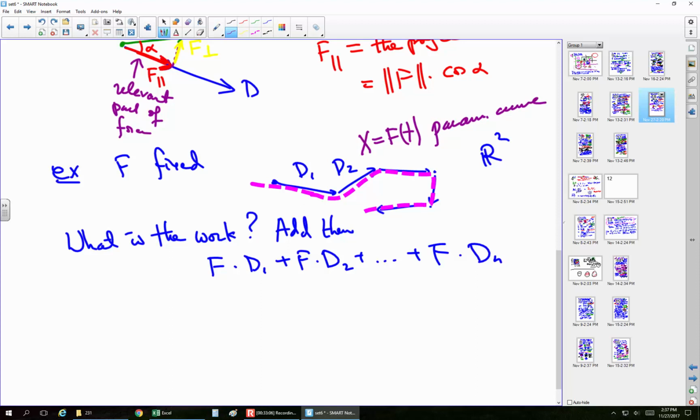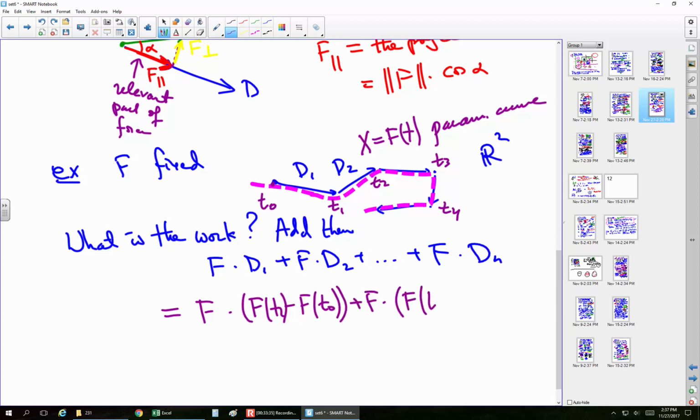Okay, and then suppose I am at this location at time t naught. This is t1, this is t2, t3, t4. So these are my intermediate stops. And then how do I compute displacement? I just simply subtract. So I'm going to have F dot (f of t1 minus f of t0), plus F dot (f of t2 minus f of t1). I have too many f's.